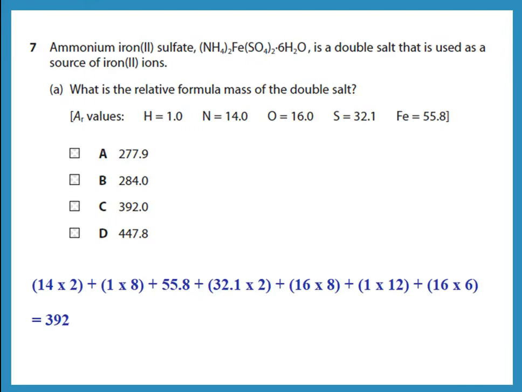So I have nitrogen is 14. How many nitrogens? Times 2. Plus hydrogen is 1. How many hydrogens do I have? Times 8. Plus iron is 55.8. Now how many do I have? I have only 1. Sulfur is 32.1. I have 2 of them. Oxygen is 16. I have 8 of them. And I still have the 6 water. Remember, if we're doing Mr of that compound, you also add up the 6 water. So I have 12 hydrogens times 1 and 6 oxygens times 16. So the total of that is 392. So that is the relative formula mass of the salt as a whole.